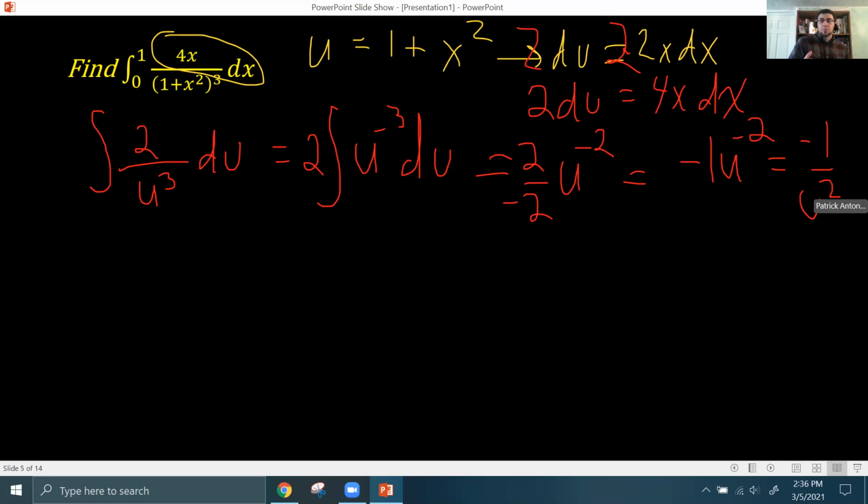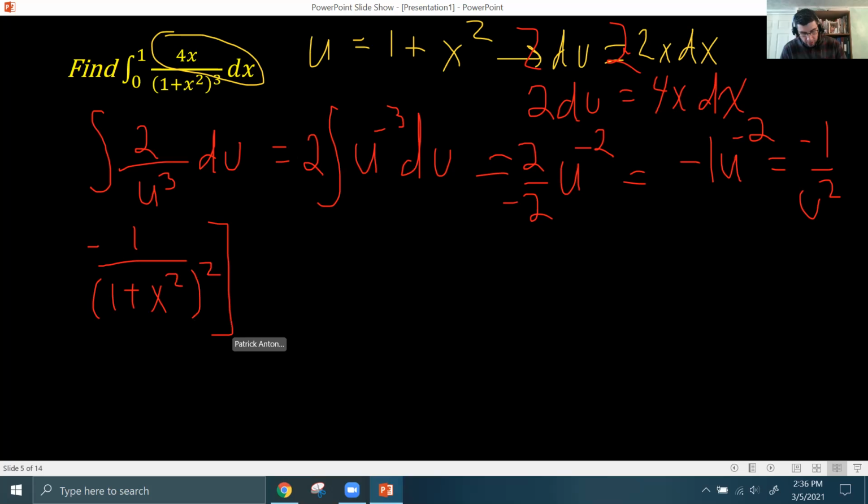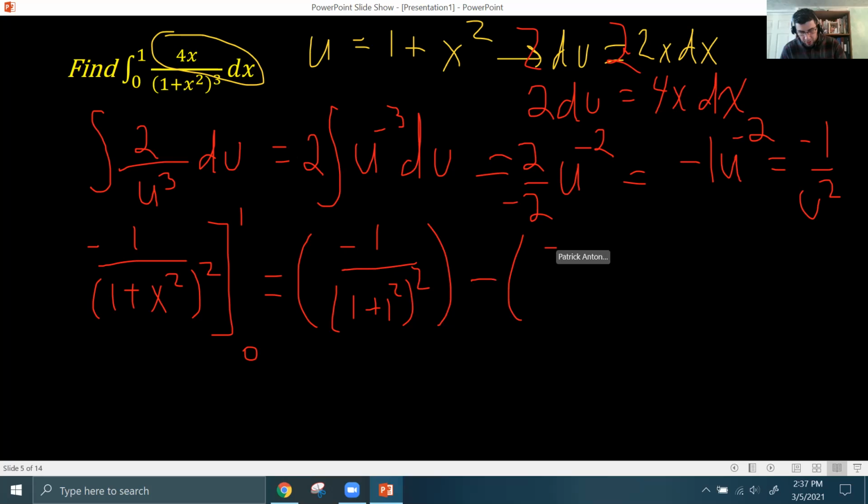Now at this step, you want to back substitute what u is and then introduce the limits again. So it would be negative 1 over 1 plus x squared, quantity squared, evaluated from 0 to 1. Now we're going to plug in 1 first, so negative 1 over 1 plus 1 squared, quantity squared, minus the function evaluated at 0. So it's negative 1 over 1 plus 0 squared, quantity squared.